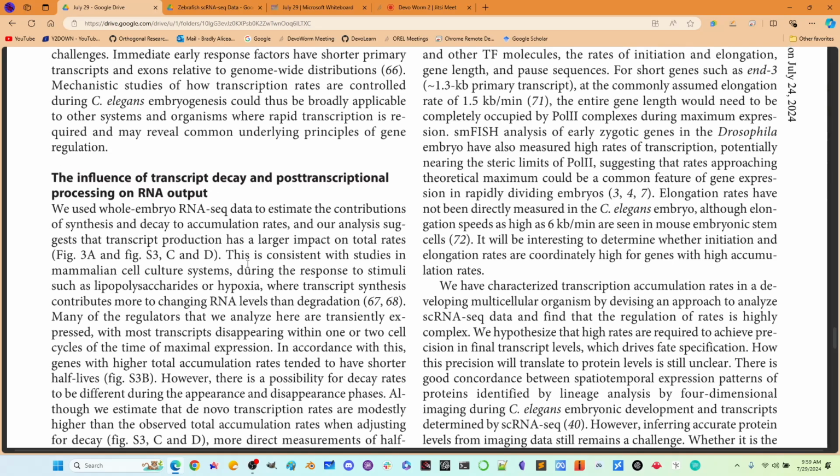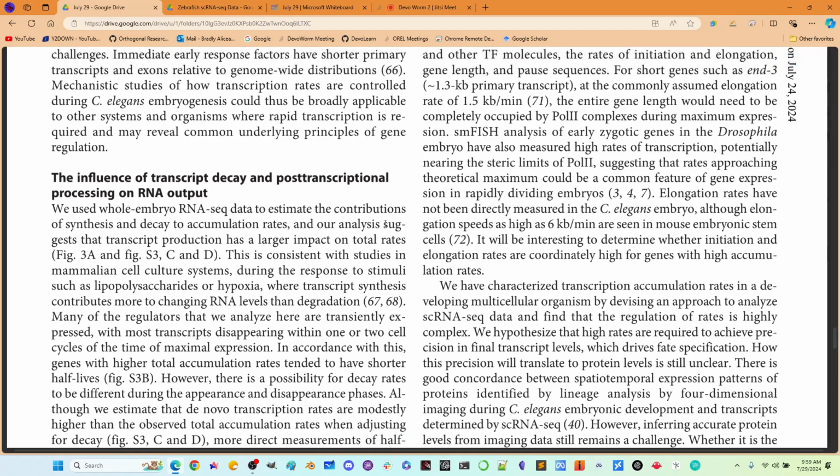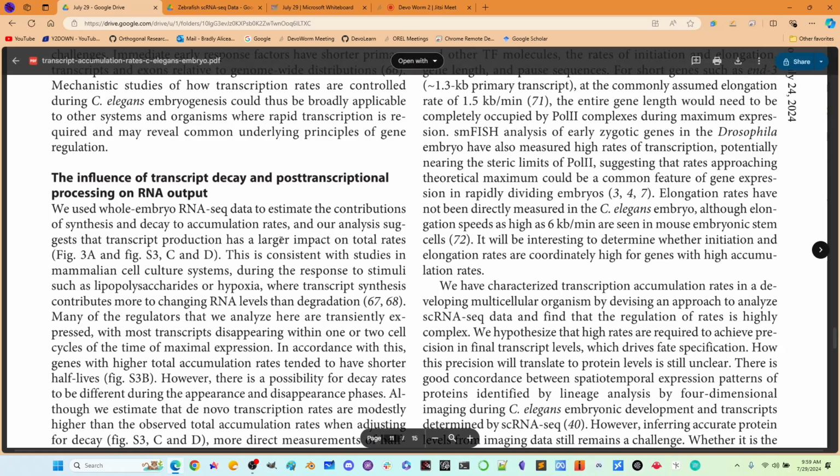That's because there are a lot of intermediate processes going on, and we have to be able to understand those a little bit more, especially in something like this, to really understand their effect on, say, the phenotype. So we used whole embryo RNA-seq data to estimate the contributions of synthesis and decay to accumulation rates, and our analysis suggests that transcript production has a larger impact on total rates. This is consistent with studies in mammalian cell culture systems during the response to stimuli, where transcript synthesis contributes more to changing RNA levels than degradation.